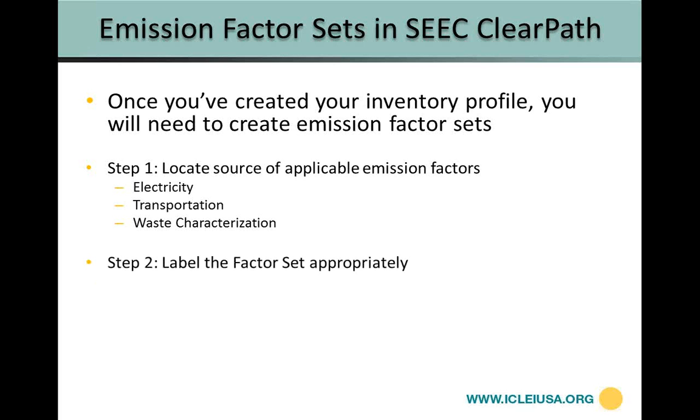So we want to label the factor set appropriately in terms of what it is, and then also select the inventory year, making sure the inventory year is identical to the factor set year. So if you have a 2005 baseline inventory and you set up your factor sets for 2010, the platform won't know what to do because it's looking for a 2010 inventory year as opposed to a 2005. And then enter all the emission factors in applicable boxes, and always make sure to spot check that.